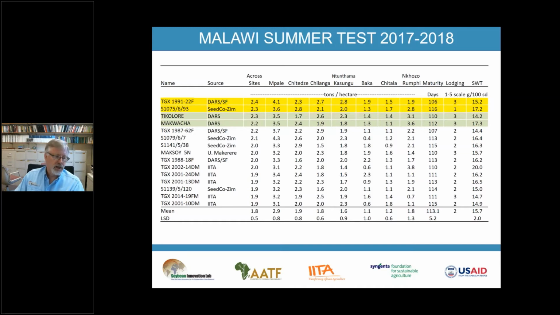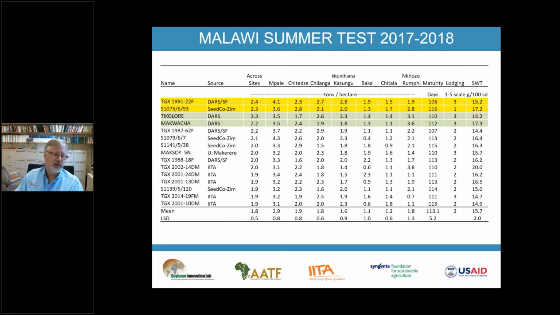The local checks are the number 3 and number 4 highest yielding lines in the test, which are highlighted in green. You can see that the highest yielding line is not significantly higher yielding than the checks, but it is earlier maturing, which is a trait that's desired by growers.